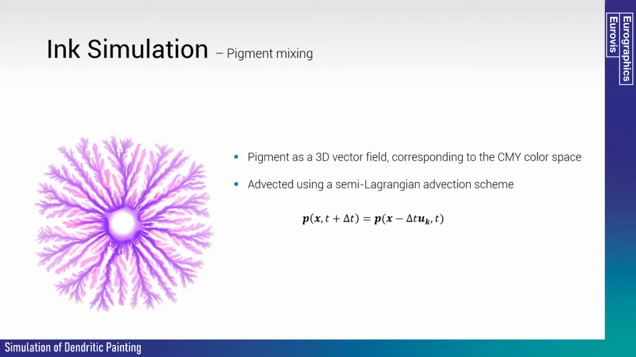The pigment field is advected using a semi-Lagrangian advection scheme. More accurate advection schemes can be used if needed, but it was fast and good enough for our needs.